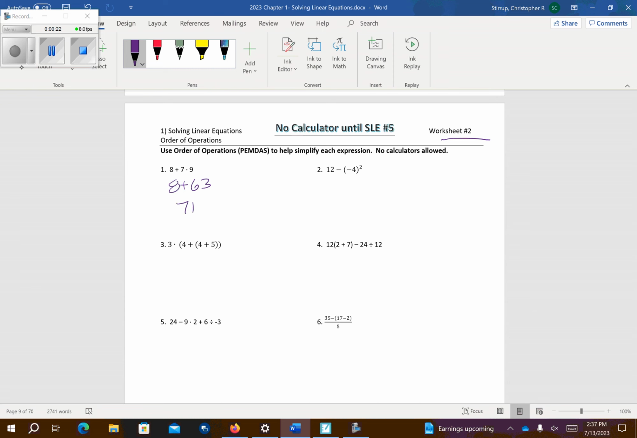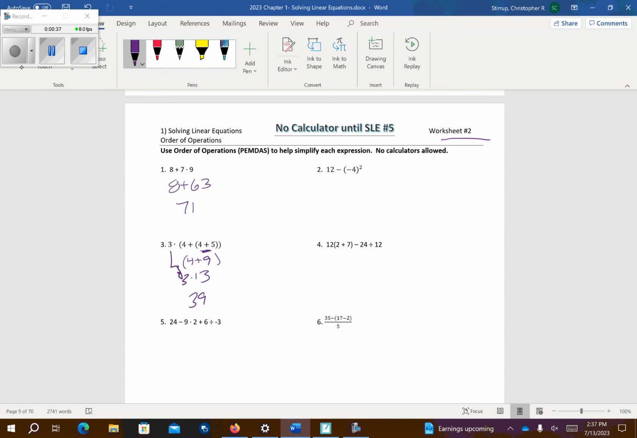Number 3, we have these parentheses all in a row. So let's take care of this first. That's going to give me 9. And then I have 4 plus 9 in parentheses. So that's going to give me 13. And then this 3 is going to come down here. 3 times 13 is going to give me 39.